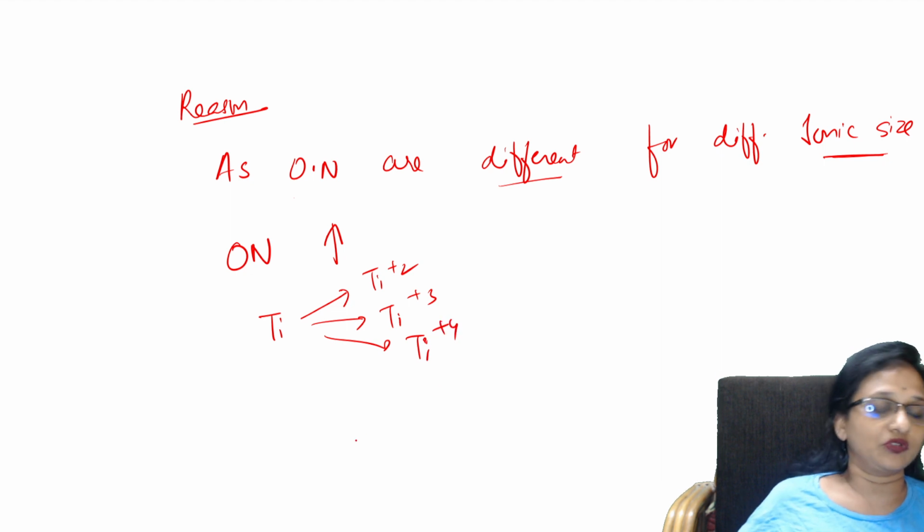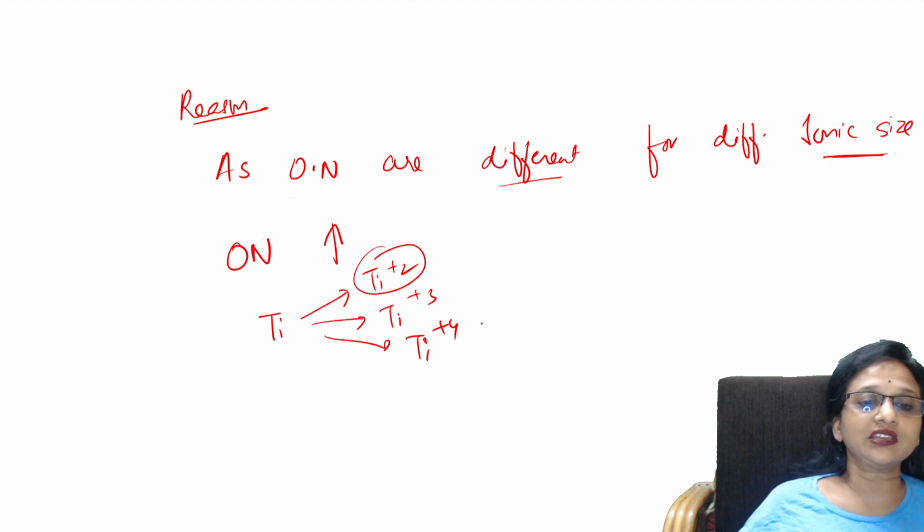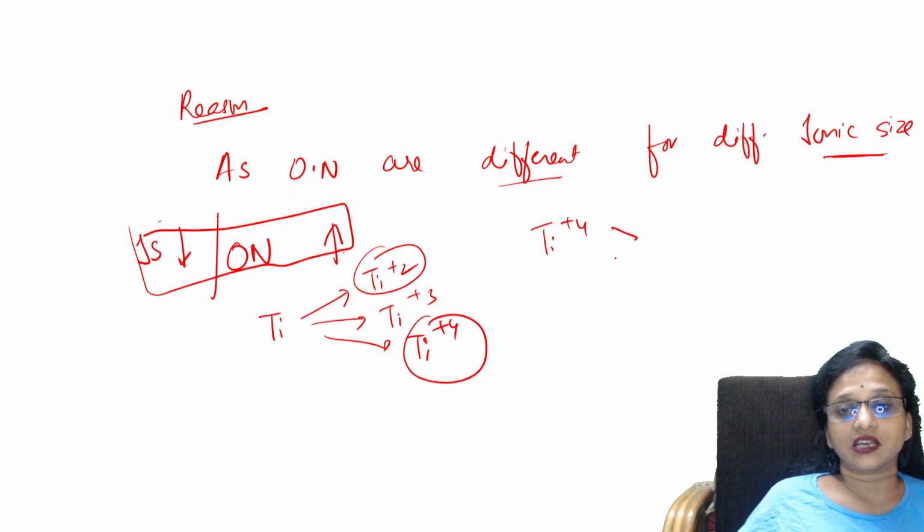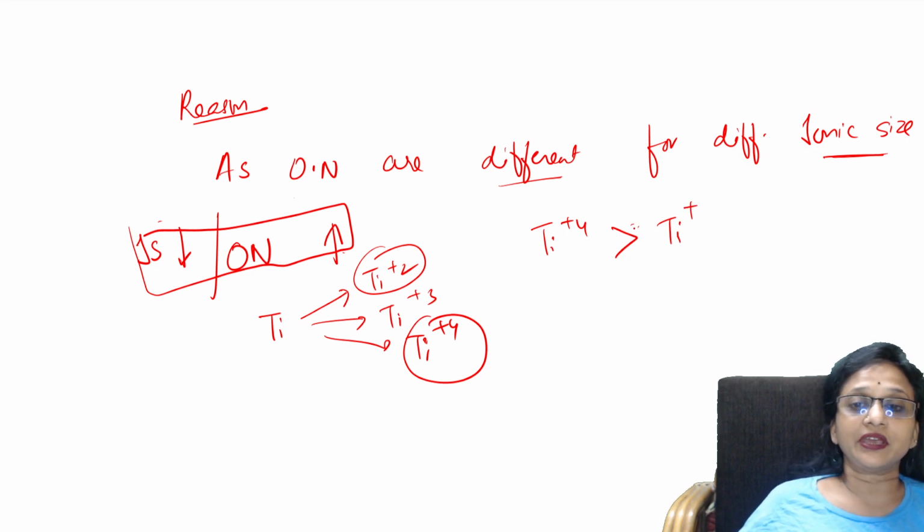Careful, as you increase the oxidation number, the ionic size decreases. Ionic size decreases as the oxidation number increases. So what is the concept? Ti plus 4 is a smaller ion compared to Ti plus 2; Ti plus 2 is a larger ion compared to Ti plus 4. Got it, students? So what is important? As the ionic size reduces, oxidation number increases.